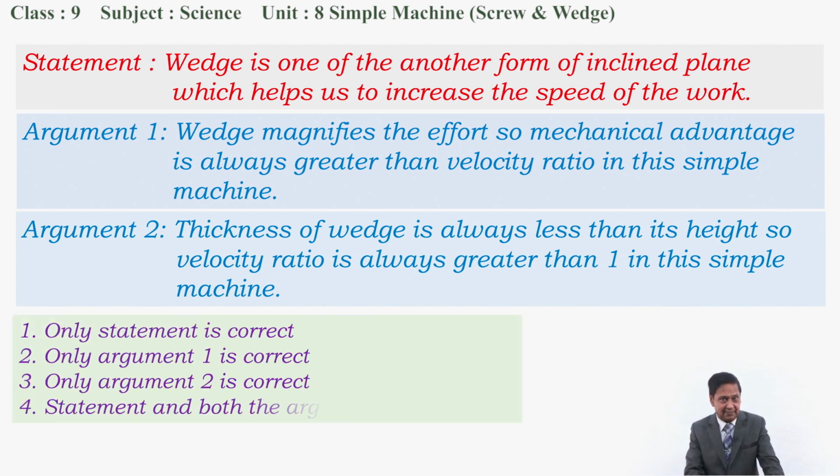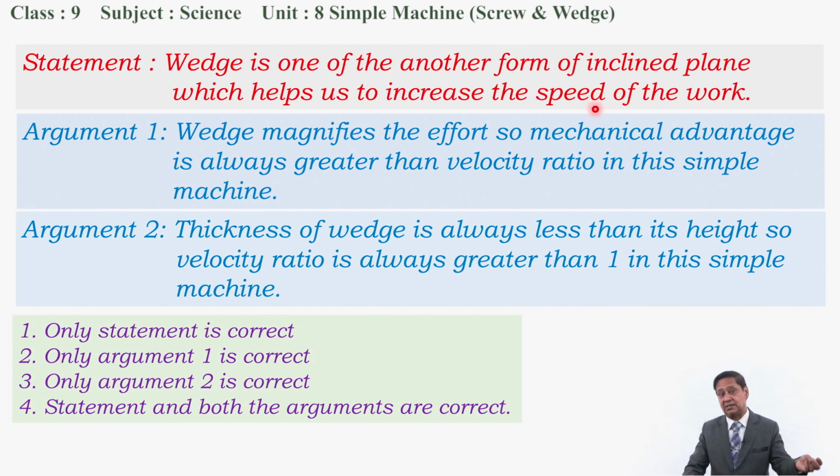Which one is correct? Let's start with option number 1: only the statement is correct. Check it out. The statement says the wedge is another form of inclined plane, yes, which helps us to increase the speed of the work. This part is incorrect. It never increases the speed of the work, because to increase the speed, load distance should be greater than effort distance, but in the case of a wedge, effort distance is always greater than load distance. That's why the statement is incorrect. So I want to drop option number 1. Now look at 2.